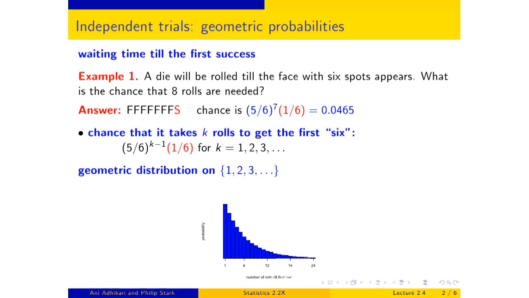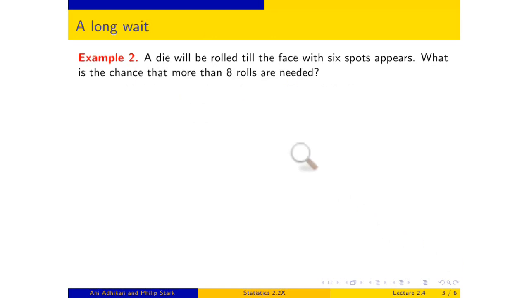Now, I'd like to examine this slightly differently. This is the chance that exactly 8 rolls are needed to get my first 6. Supposing I ask a slightly different question. I'm going to keep rolling the die until the face with 6 spots appears. The same situation, I'm still waiting for the 6. What is the chance that more than 8 rolls are needed? Can we find that?